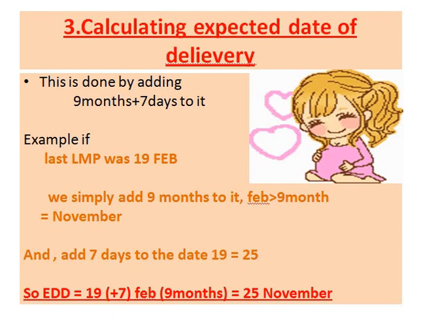So a common example: suppose your last menstrual period is 19 Feb. To the month Feb you add 9 months. So if you add 9 months to that: Feb, March, April, May, June, July, August, September, October, November. So upon adding 9 months, you get November, and then we add 7 more days to the date. So 19 plus 7 is 26. So her expected date of delivery would be 25 November.